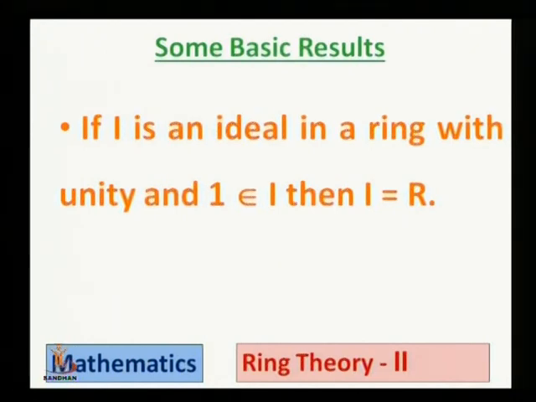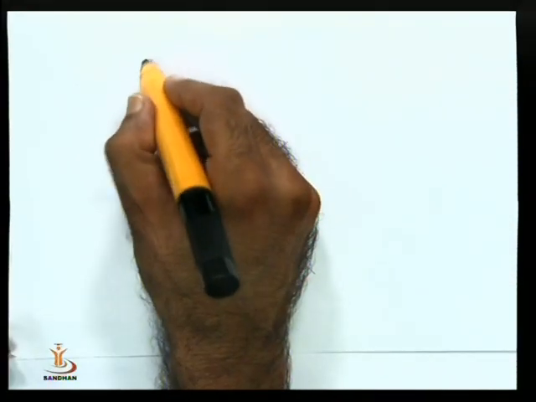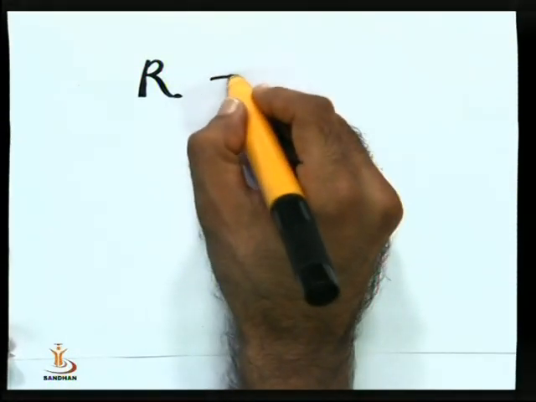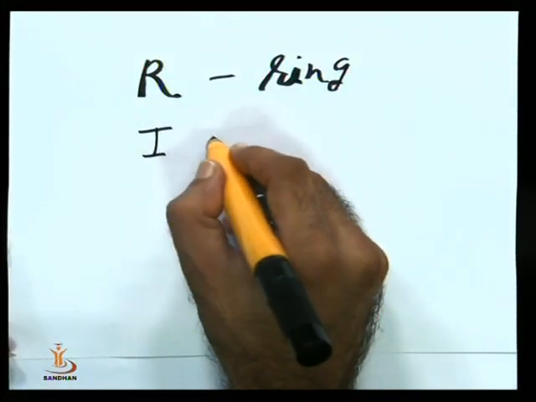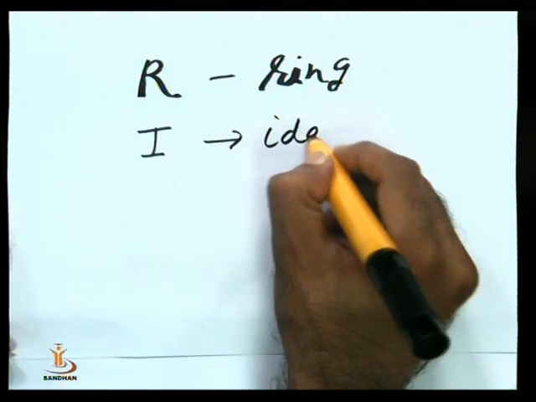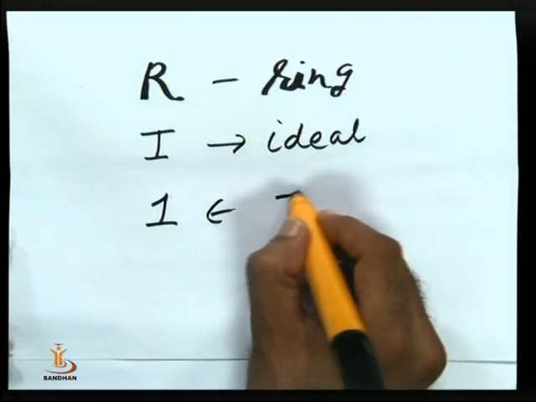Okay, it's a very interesting proof, just a 2-line proof. Again we see a proof that suppose this is the situation, R is a ring. Okay, I is an ideal, and the third thing is that 1 belongs to I.